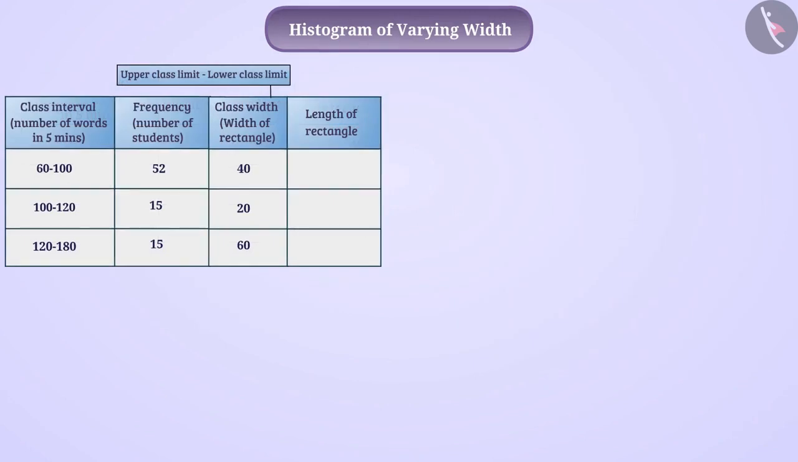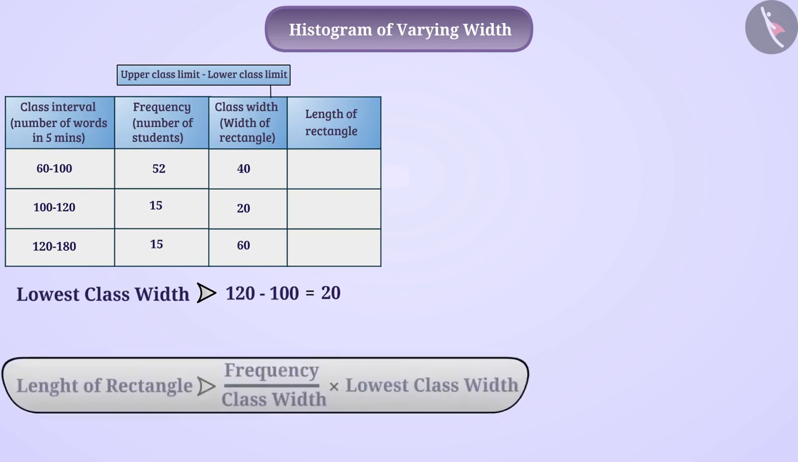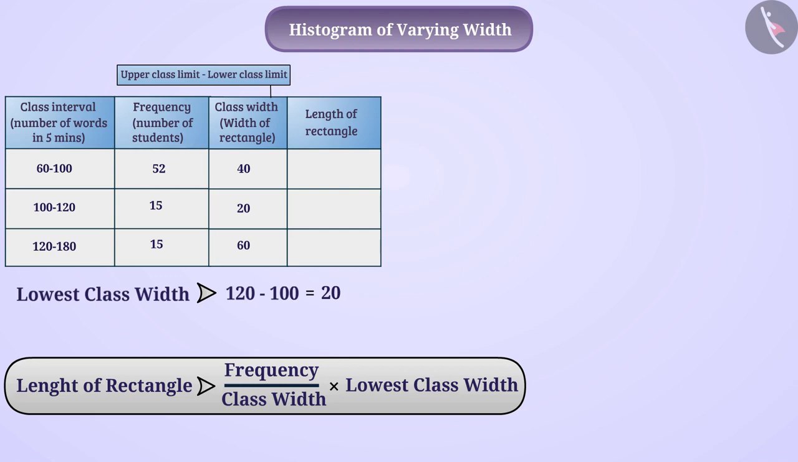Let us tell. For this, we will find the lowest class width of class intervals. Here, the class interval 100 to 120, class width 20, is the minimum class width. Now, we will divide the frequency of each class interval by the width of that class interval and multiply the result by the minimum class width to find the length of rectangle of each class interval. For example, here the length of rectangle of interval 60 to 100 can be obtained as follows. Similarly, the lengths of the rectangles of other class intervals can be obtained in this way.